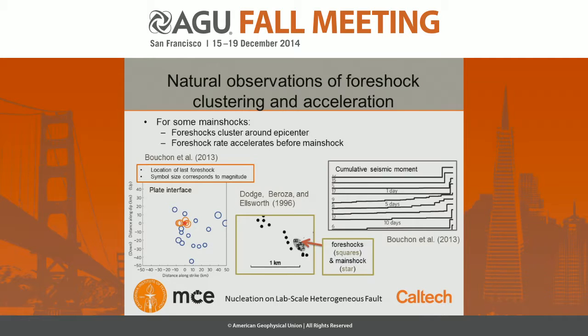Many large events on natural faults are preceded by smaller events that occur close in both space and time to the large event that follows, like you've seen already earlier today. These events are termed foreshocks, as you already know.